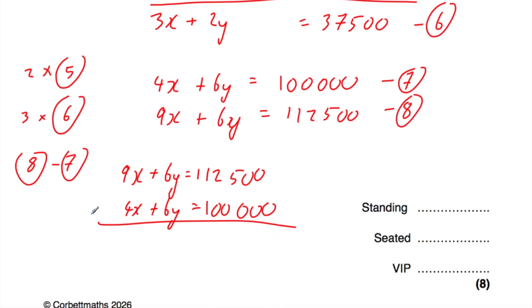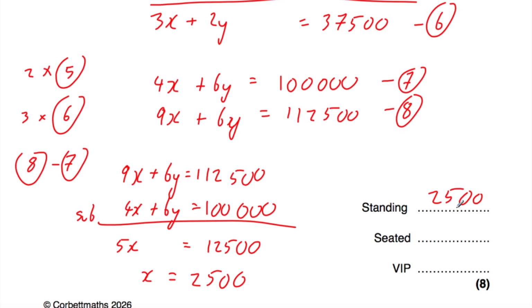And then if we take them away from each other, subtract, we're going to get 9x take away 4x, that's 5x. And then that equals 12,500. And then if we divide by 5, 12,500 divided by 5 is equal to 2,500. So that means there's a maximum number of 2,500 standing tickets sold for each concert.